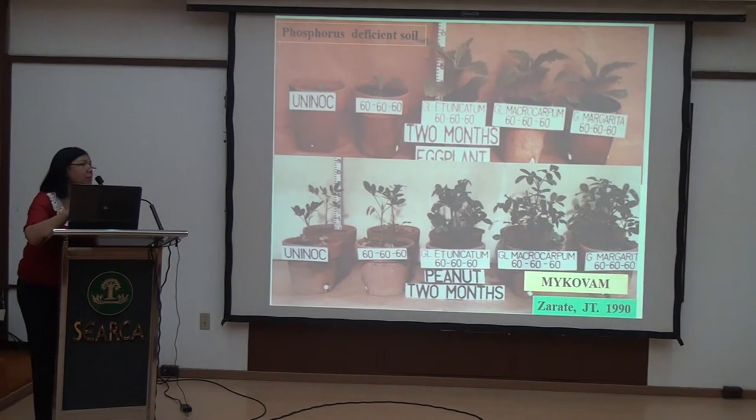On the other hand, endomycorrhiza naman, this was part of my master's thesis. We were evaluating different species of endomycorrhiza. This is Glomus etunicatum, Glomus macrocarpum, and G. margarita. 60 kilograms NPK per hectare for a 2-month eggplant crop. This will surely bear fruit, but with chemical fertilizer alone, it's like nothing was added, the control. This was grown in a phosphorus deficient soil.